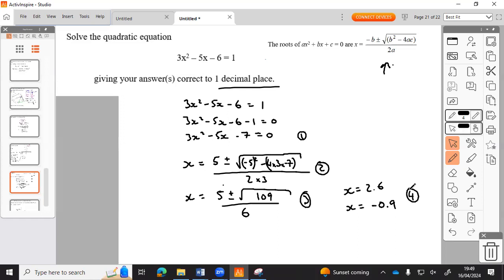Yes, if you've taken -6 into that, you won't get a mark. You need to equate it to 0.